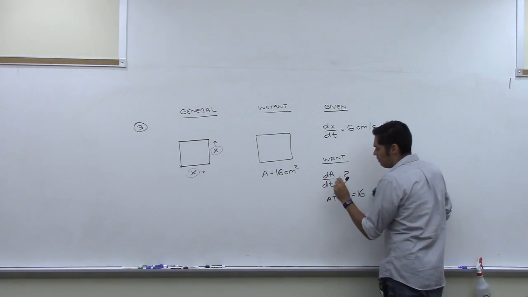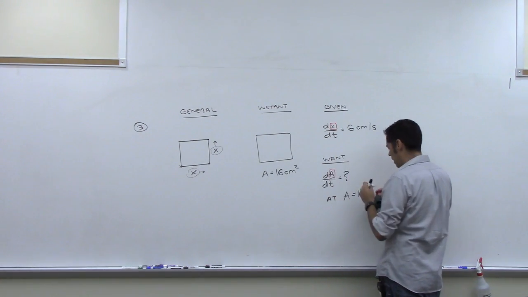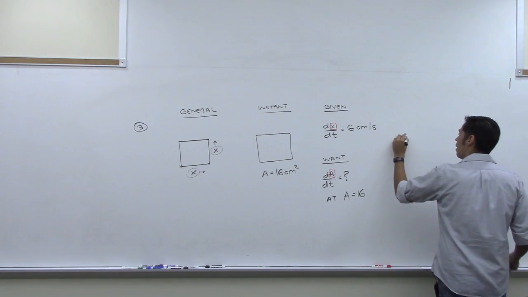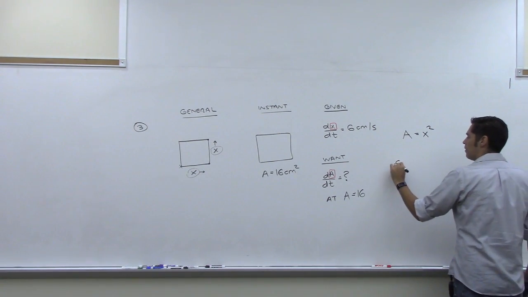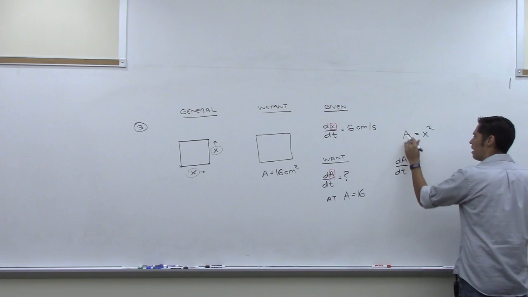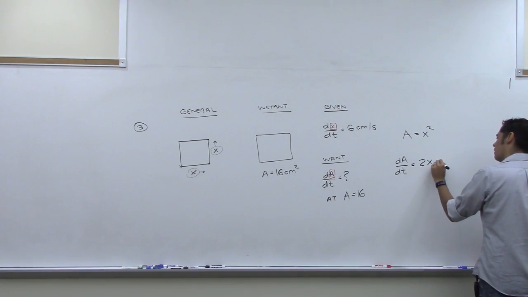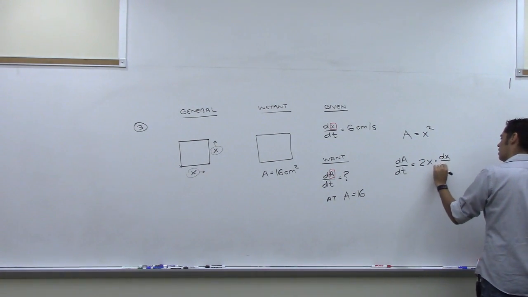I have to figure out a formula that connects A to x, the area of that square to the length of one of its sides. And since it's a square, it's just A equals x squared. And then I differentiate with respect to time. When I differentiate the left side with respect to time, I get dA/dt. When I differentiate the right side, I get 2x, power rule, times the derivative of x with respect to time, which is dx/dt.